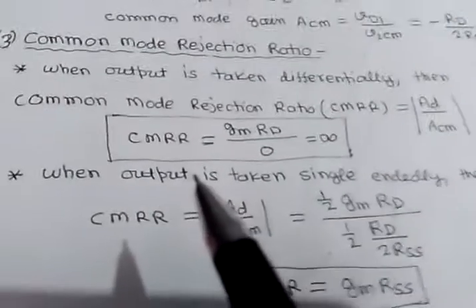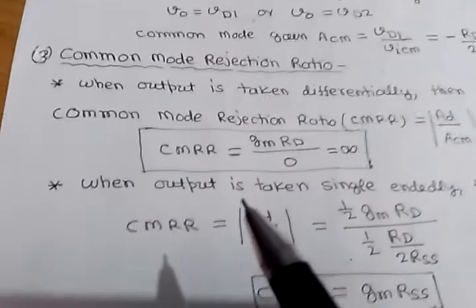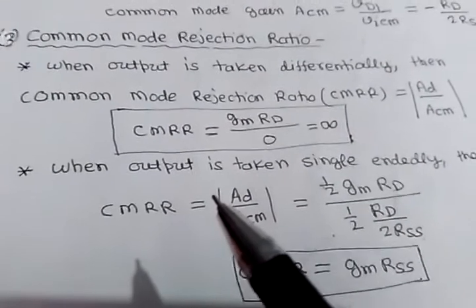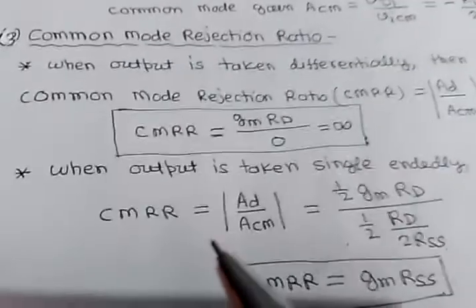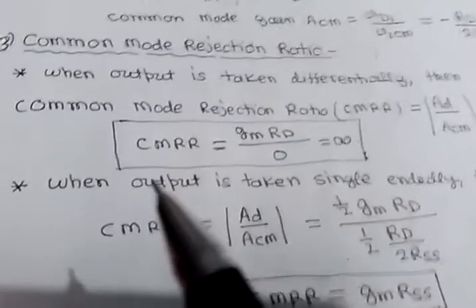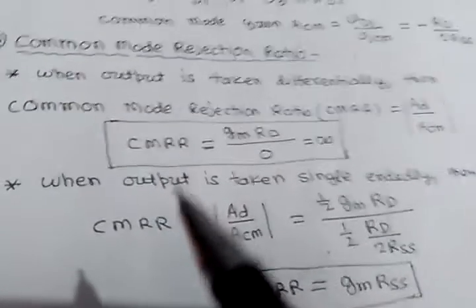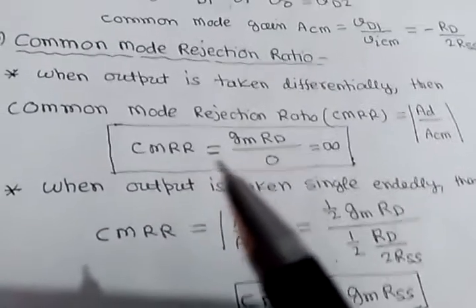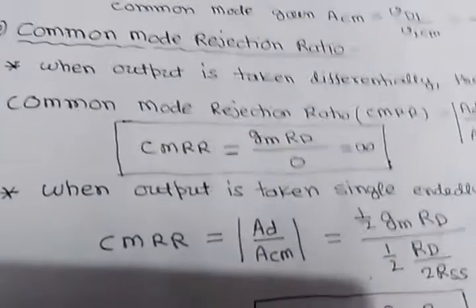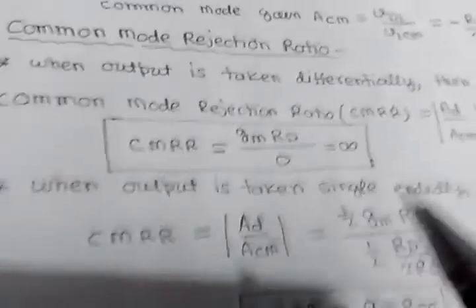Now we have to find common mode rejection ratio. Common mode rejection ratio is a parameter of differential amplifier which shows the ability of differential amplifier to reject the common mode signal, and it is the ratio of differential gain to the common mode gain. Since we have calculated differential gain and common mode gain in two ways, one for differential output, another for single-ended output, we have to calculate common mode rejection ratio for these two ways of output.